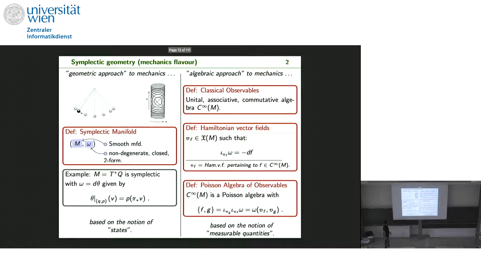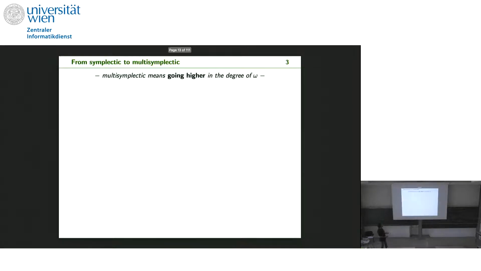So the upshot: there's a duality between a geometric approach to mechanics based on states and an algebraic approach to mechanics based on the notion of measurable quantities. Mathematically, we talk about a Poisson algebra of observables and the smooth manifold. These are the framework we want to generalize to the multisymplectic setting.